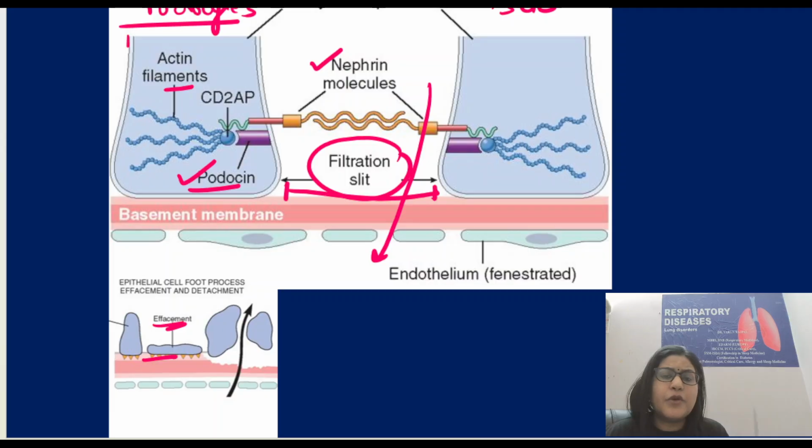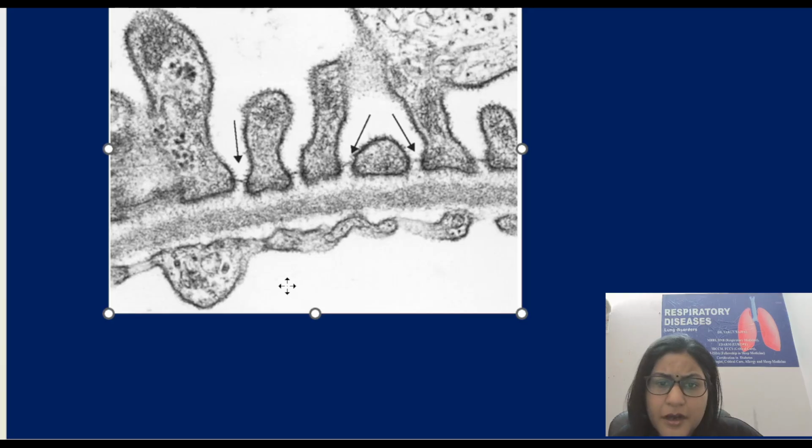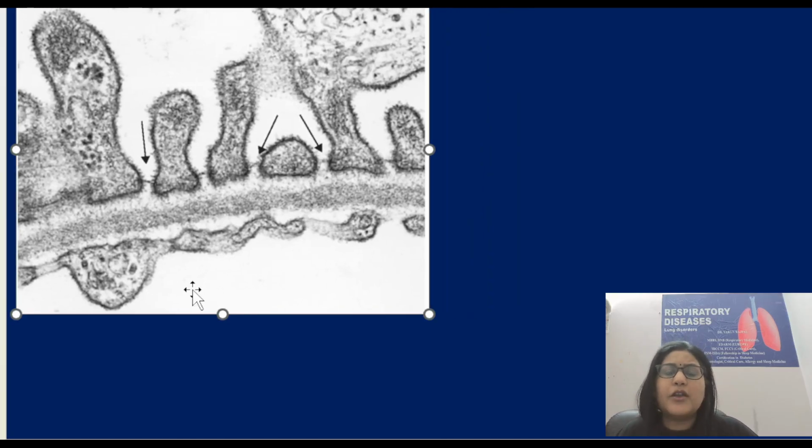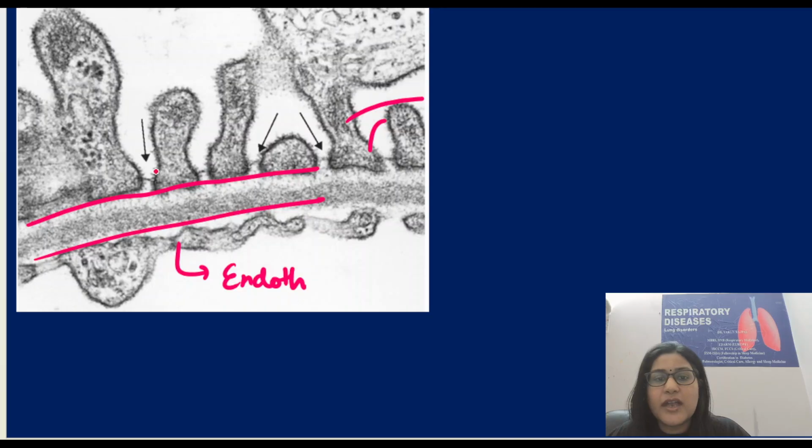Another important concept for you to remember is the electron microscopy picture. So I am just talking here about the basic electron microscopy picture. If you appreciate this black and white picture, this is your basement membrane. This is your basement membrane. Which cells will be inside the basement membrane? These are your endothelial cells. And which cells will be on the upper side of the basement membrane, coming out like this? These are your podocytes or the foot processes of the epithelial cells.